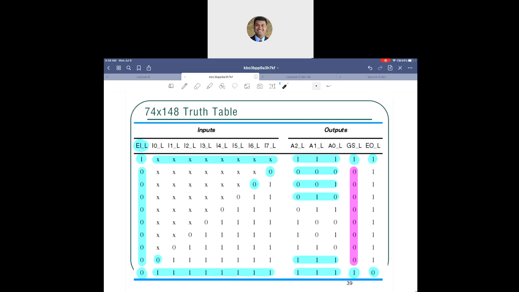Now, the use of this case is, if you were to cascade priority encoders, those two outputs, got something and enable output, become very, very useful. That's why that is used.